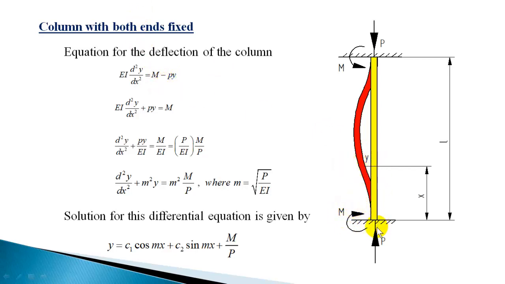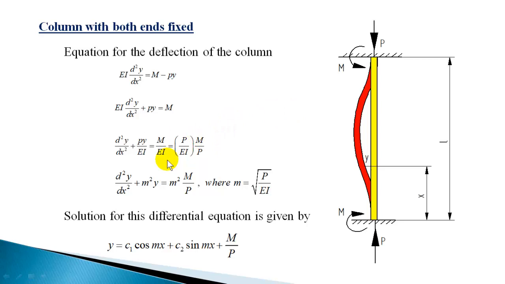So plus M; in the previous case it was only P into y. Now the resisting moment, the reaction moment at the bottom fixed end, is also acting, that is plus M. So M minus Py, that is the bending moment acting at this section. So EI d square y by dx square is equal to M minus Py. Now taking that minus Py to the left hand side, you get EI d square y by dx square plus Py is equal to M.